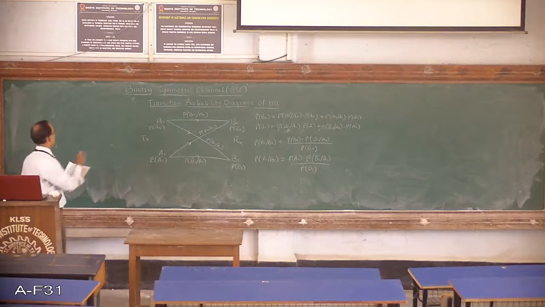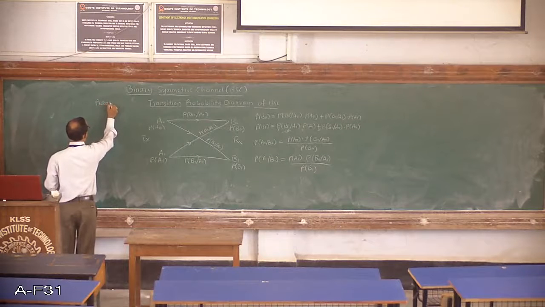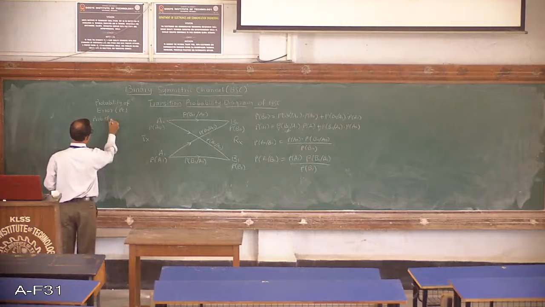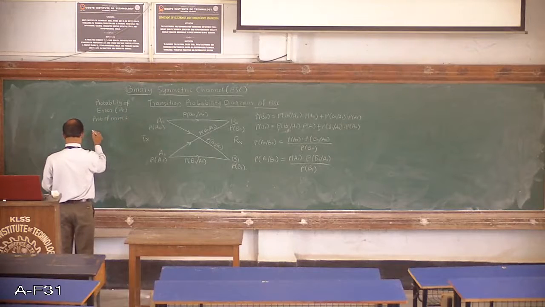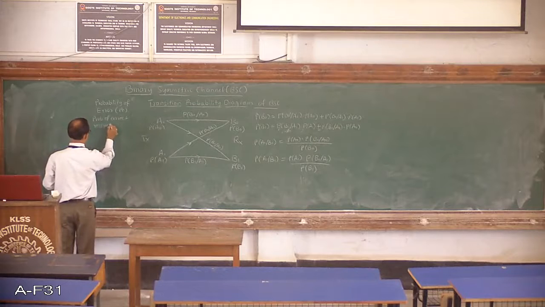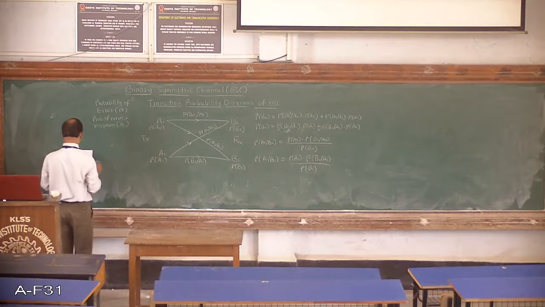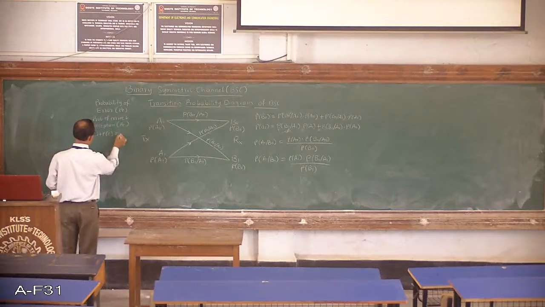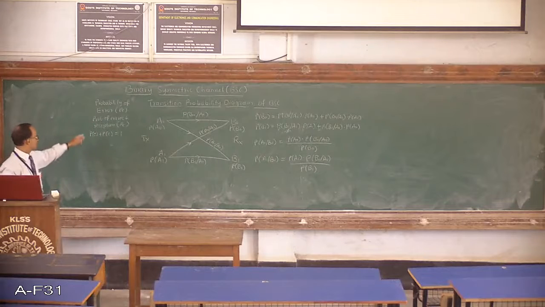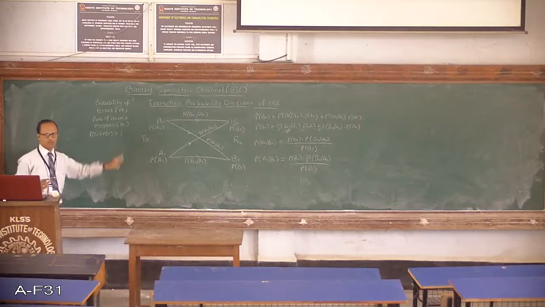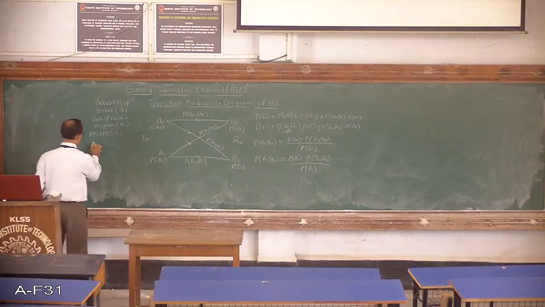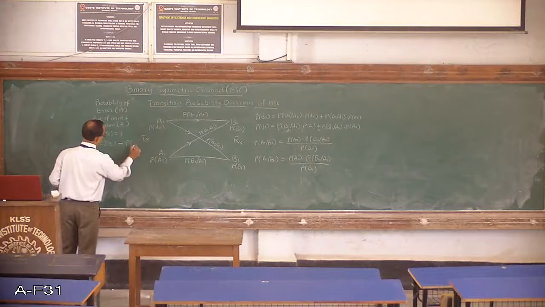Now, the next one is probability of error, or probability of correct reception, that is P of C. So these two things are related as P of E plus P of C is equal to 1. Always the sum of these two things, probability of error plus probability of correct reception, must be equal to 1. Therefore we can write P of E is equal to 1 minus P of C.